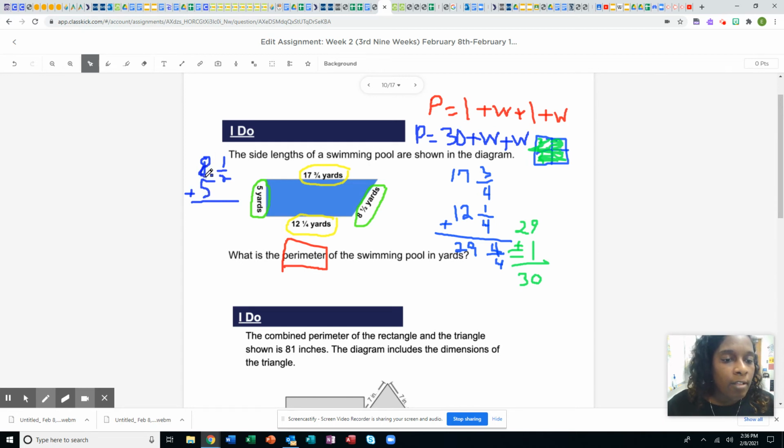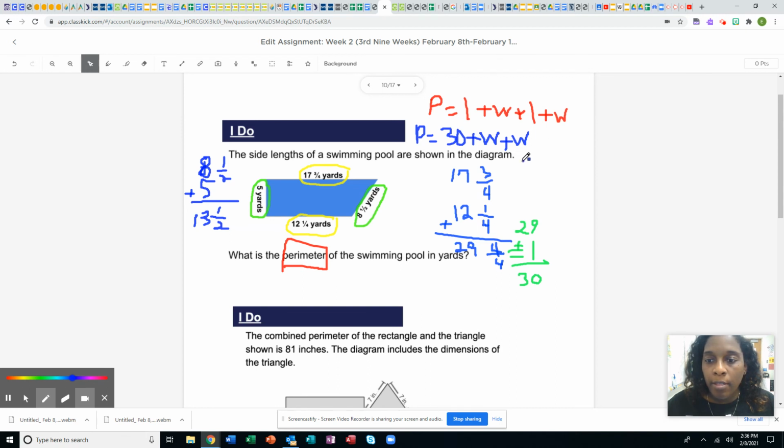And so I have 8 plus 5 equals 13. And then I have 1/2. I'm going to bring my 1/2 down here because I don't have another fraction. And now I'm just going to take my two widths because I just added them together. So now my new expression is P equals 30 plus 13.5.